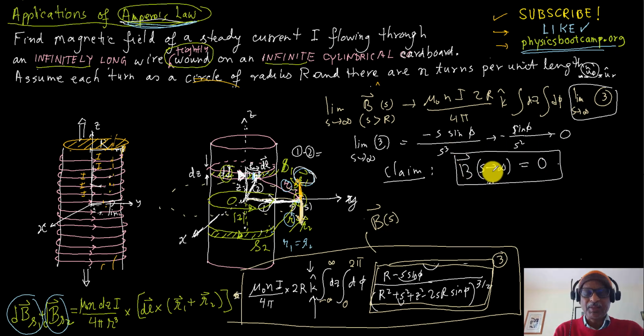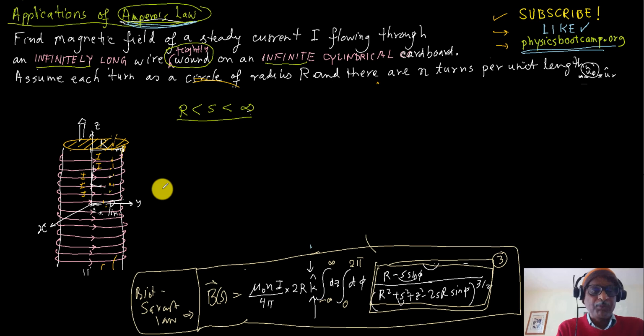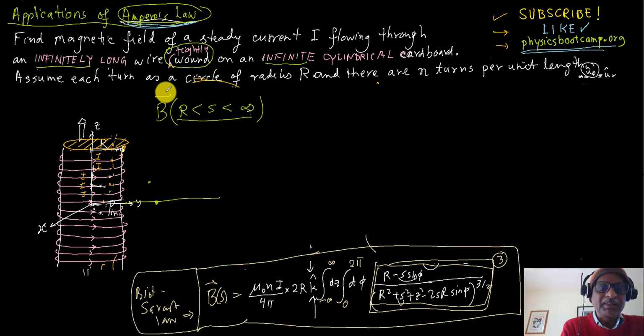Now we claim that, okay? But we still don't know what B of s is for s finite. What about s finite? And then I'm going to play a trick to find it for s finite. So this is a point outside. So let's call it this y-axis point. This is a point here. So I want to know what the B in this situation is.